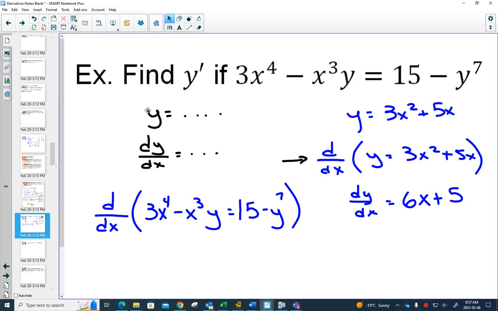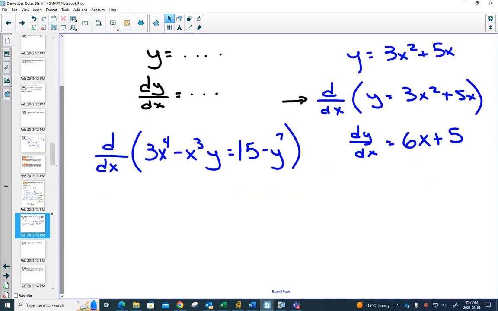How many of you have made mistakes where you forgot to distribute a negative? And it's going to happen again here. But we'll do it first this way. So what this means, we are taking the derivative of the entire equation. Now, when you get to 3x to the 4, that you've done all the way. That's easy. The 4 comes out in front, you get 12x, subtract 1 from the exponent, 12x cubed. Minus. And now we have x cubed times y.